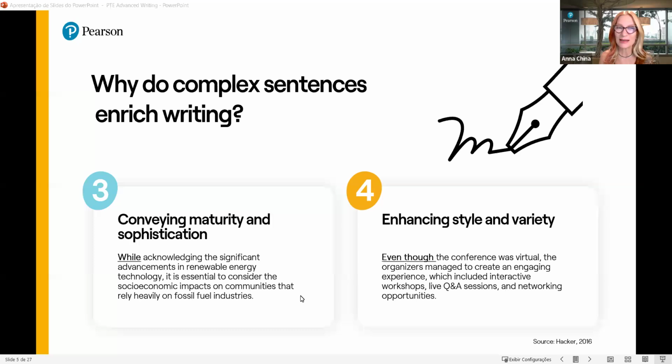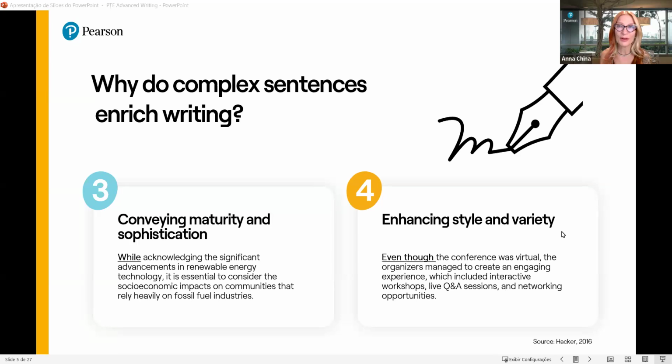I love this one because when it says the maturity, that means it's writing that is very well put together. While acknowledging the significant advancements in renewable energy technology, so this is our subordinate clause, it is essential to consider the socioeconomic impacts on communities that rely heavily on fossil fuel industries. So once again, look at how well put together the ideas are. The advancements in renewable energy technology and how this will reflect. So it really is a step up when you can help your students put together complex sentences to convey maturity, to convey coherence, flow, and of course, enhancing style and variety.